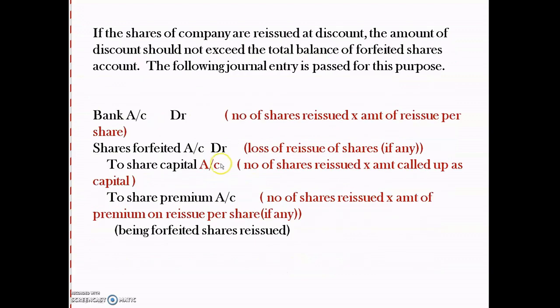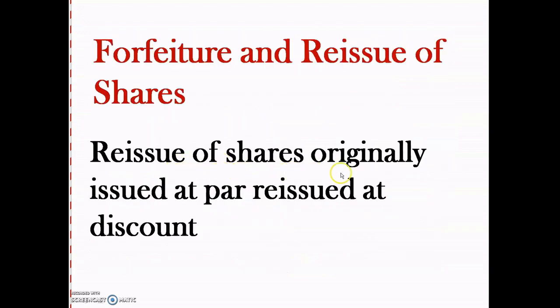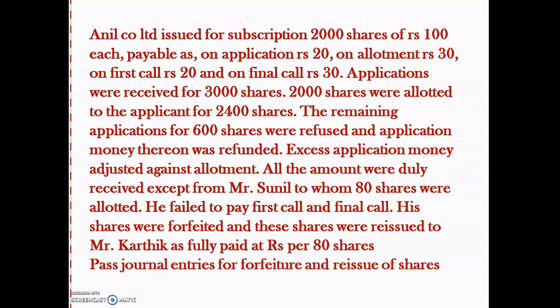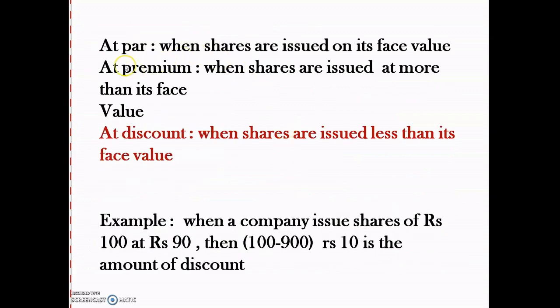So this is the question which is based on reissue of shares originally issued at par and reissued at discount. What do you mean by discount here? This is new for you. At par means what? When shares are issued at its face value, that is at par. And when shares are issued at more than its face value, that is the premium. Both of these I have explained very well. Now, what do we mean by discount here?